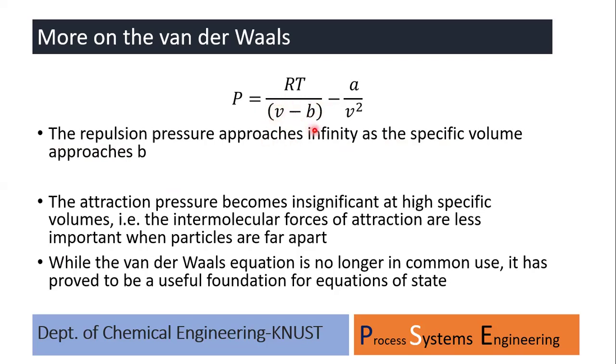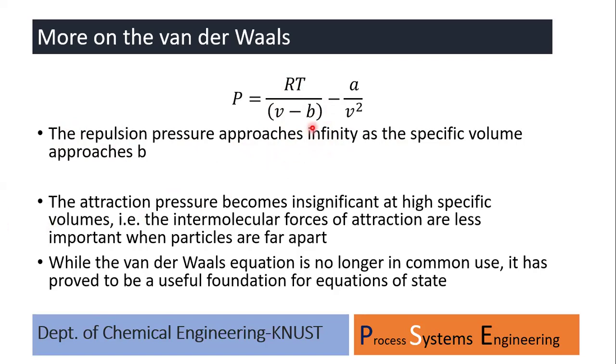So the repulsive pressure, we are saying that when the volume of the gas is approaching the volume of the system, then we are going to have that pressure approaching infinity, because if V and b are close to each other, then it means that the denominator is going to go to zero. And anything over zero gets very large, it gets very close to infinity, right? So it means that we are going to expect an infinite repulsive pressure.